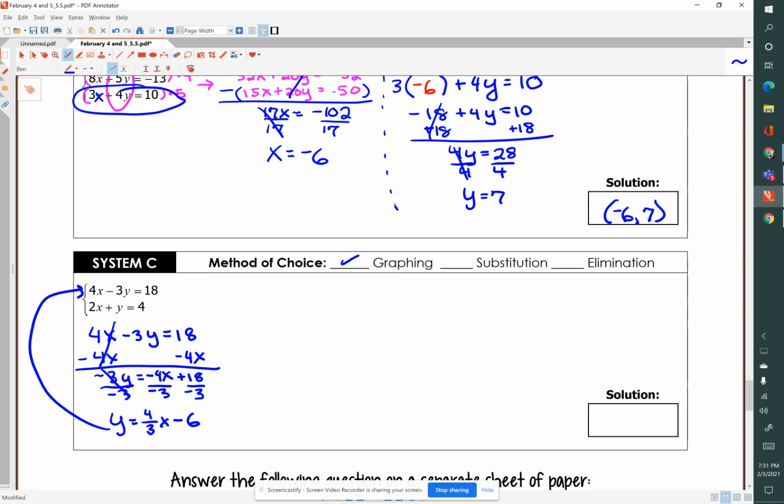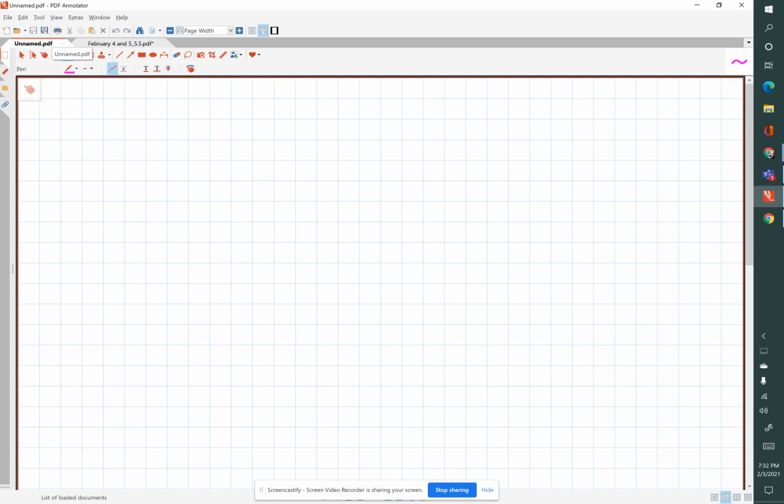The second equation, all I need to do is subtract 2x from each side, and that will give me y equals negative 2x plus 4. So I've got these two equations, y equals negative 2x plus 4, y equals 4/3 x minus 6. So we're going to have to graph these by hand. I think hand graphing is good practice. I don't want you to just jump to Desmos.